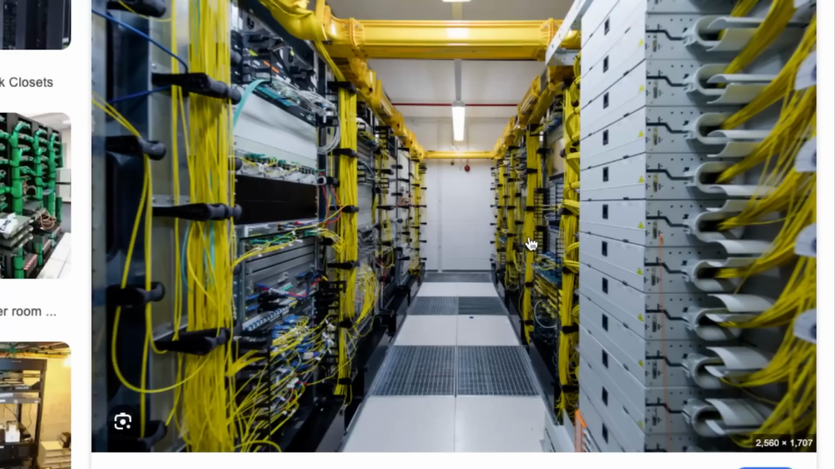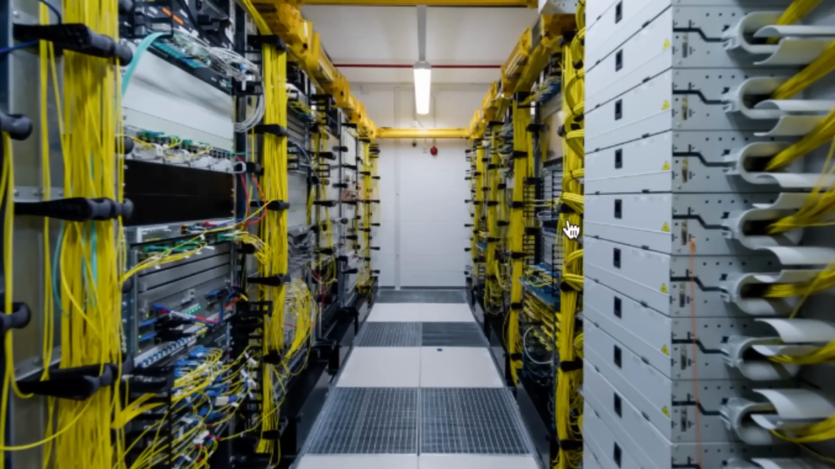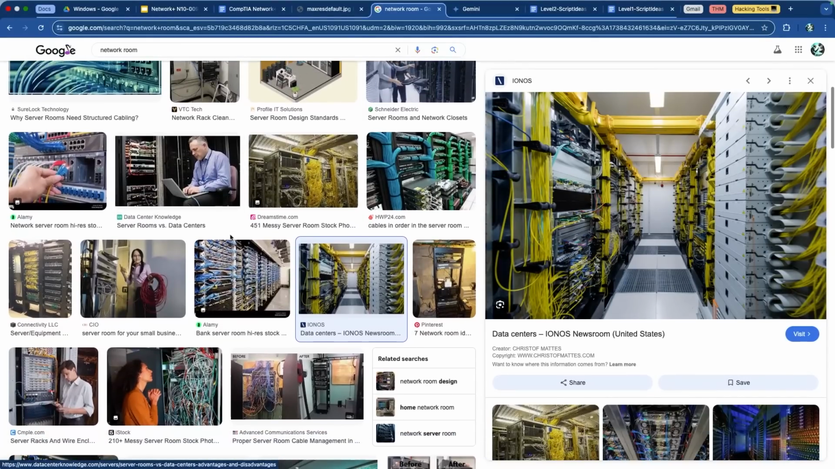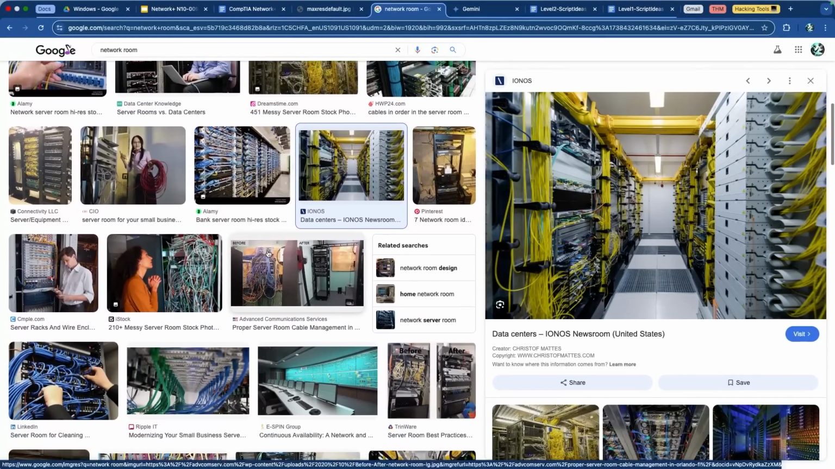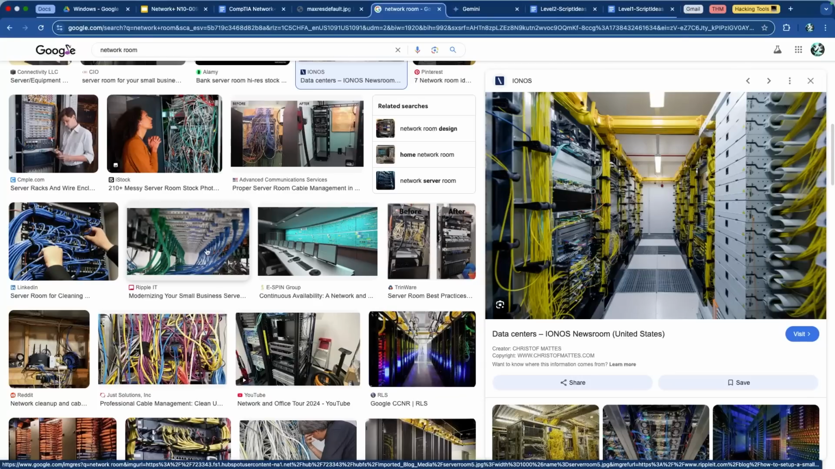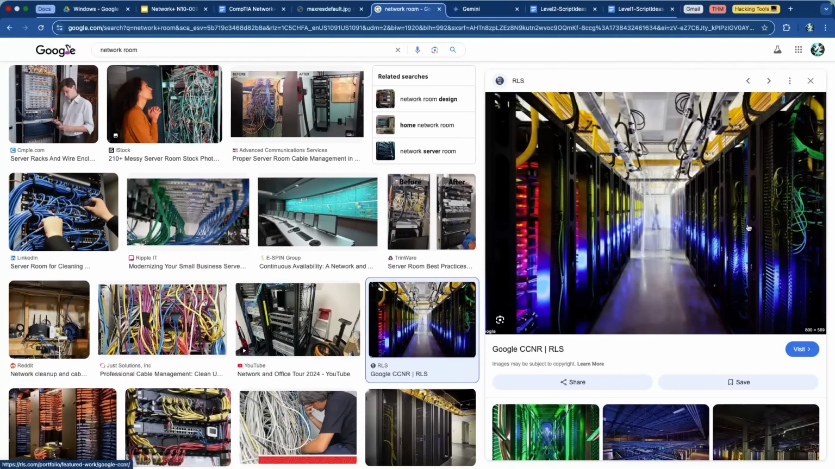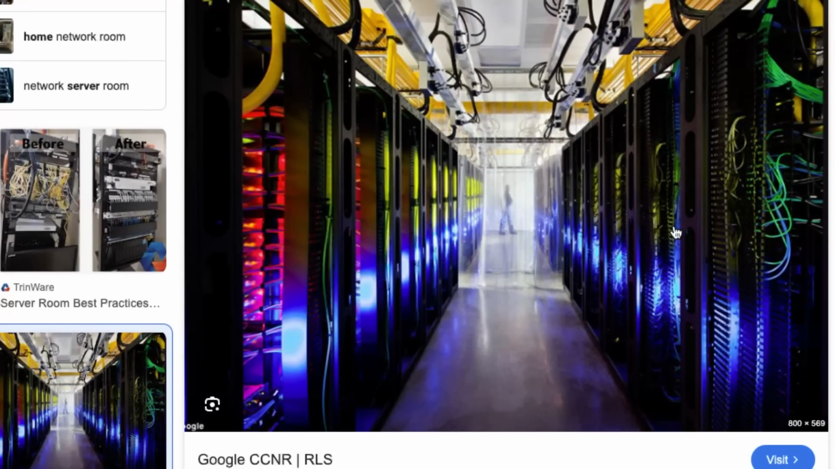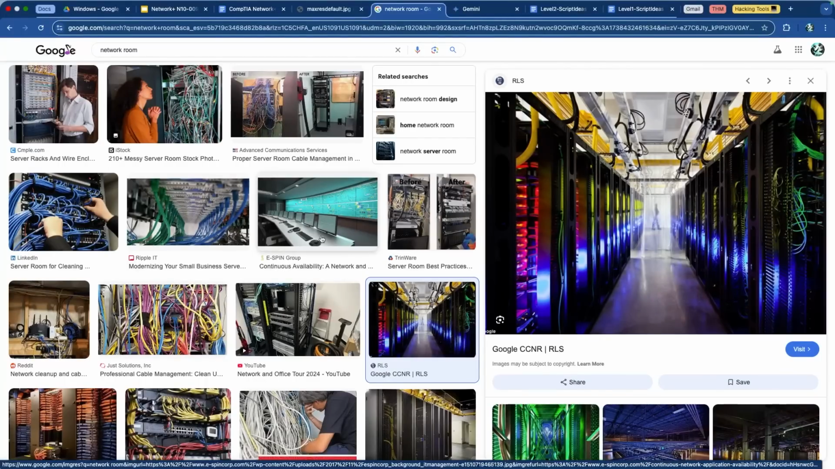And again, this is another one. This one seems a little more chaotic than the last one that we saw. But again, look, there are literally thousands of wires. So this is actually what you're looking at if you want to go into building server rooms and network rooms with all of the network devices. This one's kind of cool because it has these neon lights, which are always really cool when you think about a system.